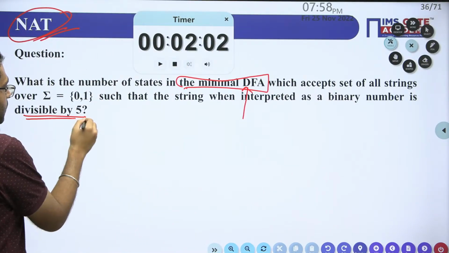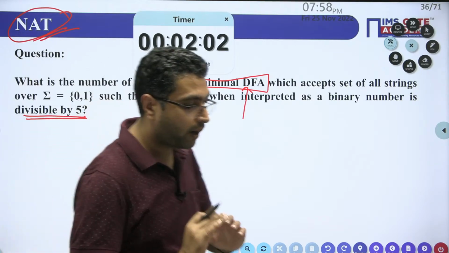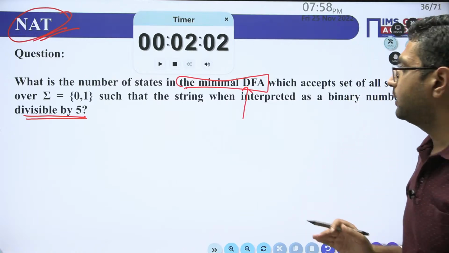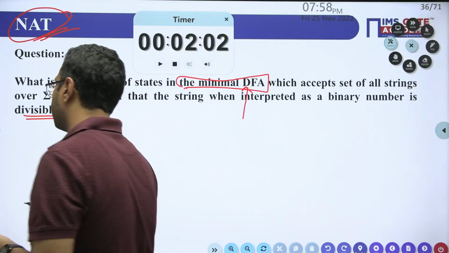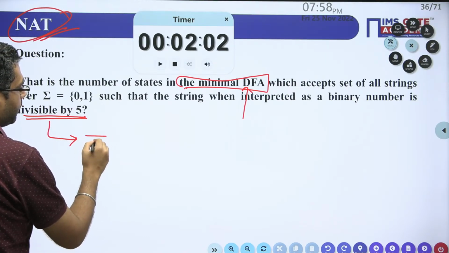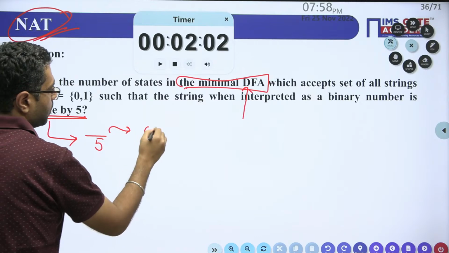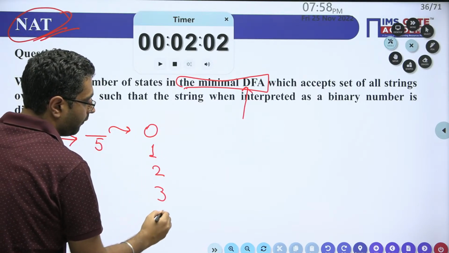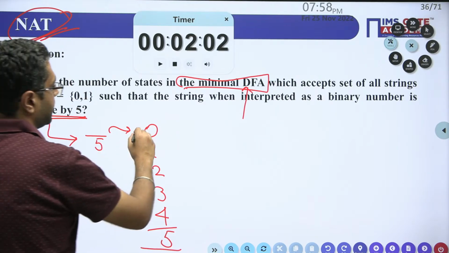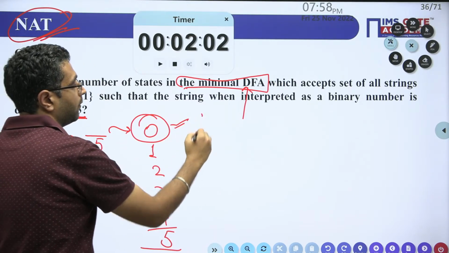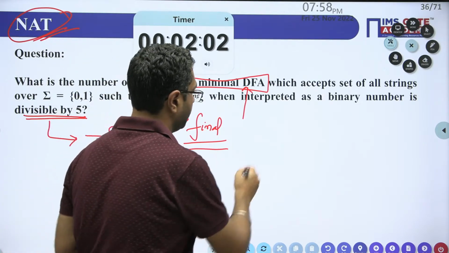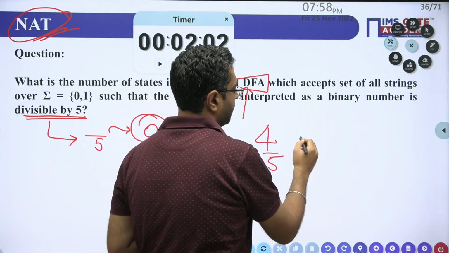So in this case, you do not need to make the DFA. It's very simple. You can simply calculate what the possibilities are. When you divide something by 5, you get the remainders 0, 1, 2, 3 and 4. So the number of states will be 5. And the state which represents 0 as the remainder will be your final state. If I ask you what is the percentage of states which are non-final, it will be 4 by 5, which is nothing but 80%.